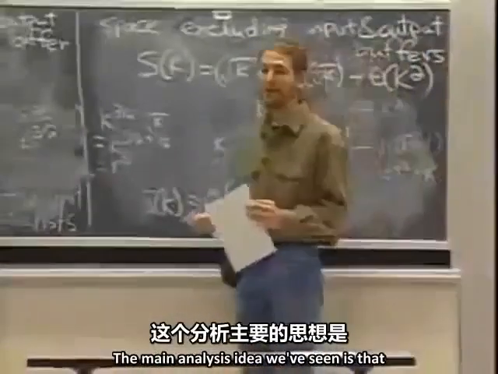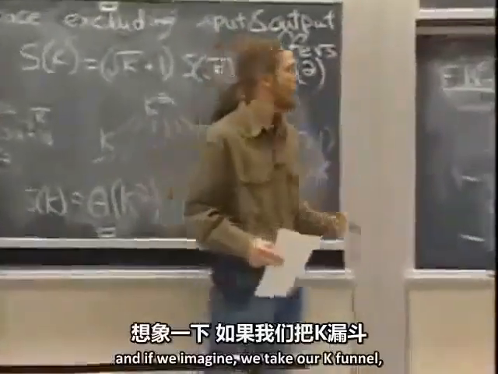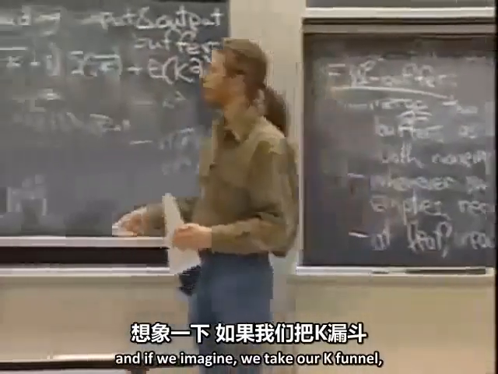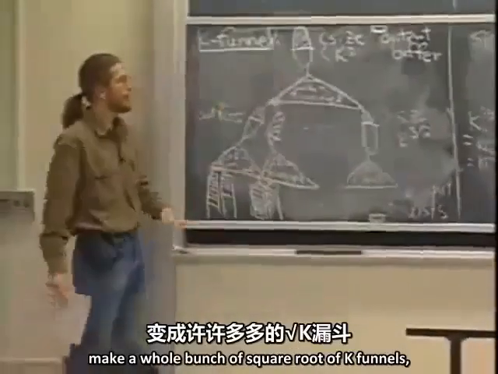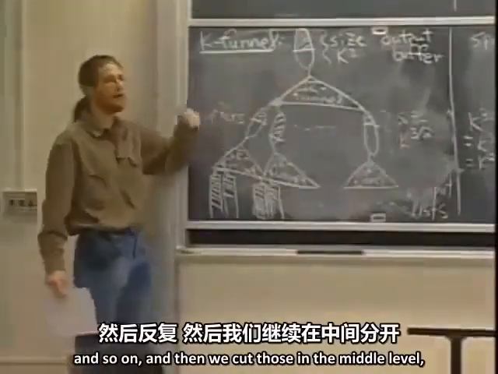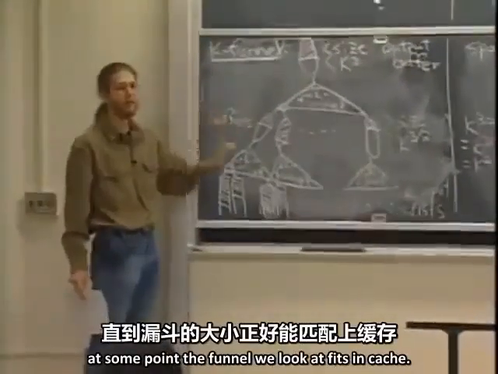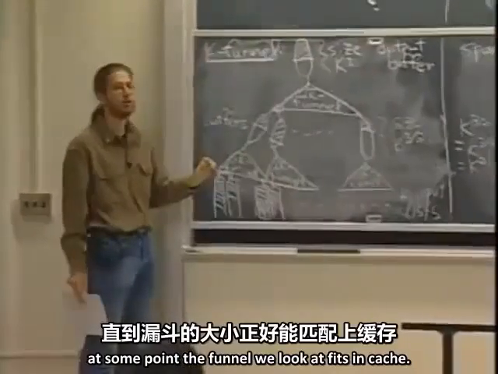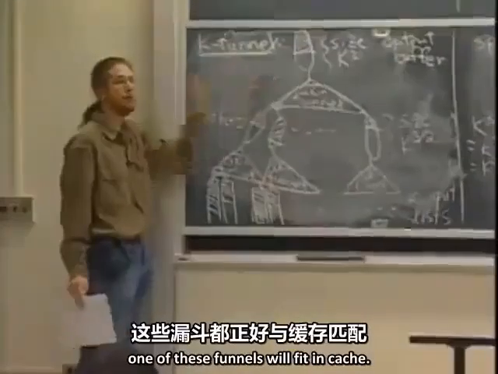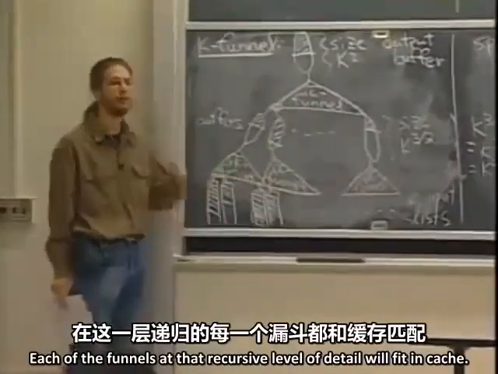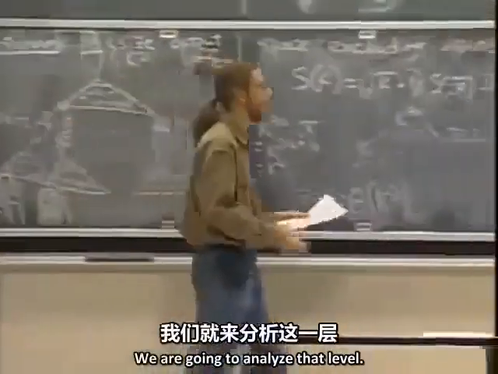And the main analysis idea we've seen is that we're doing this recursion in the construction. If we take our k-funnel, we split it in the middle level, make a whole bunch of square root of k-funnels, and then we cut those in the middle level, get fourth root of k-funnels, and so on and so on. At some point, the funnel we look at fits in cache. Before we said it fits in a block. Now we're going to say at some point, each of the funnels at that recursive level of detail will fit in cache. We're going to analyze that level. Call that level J.